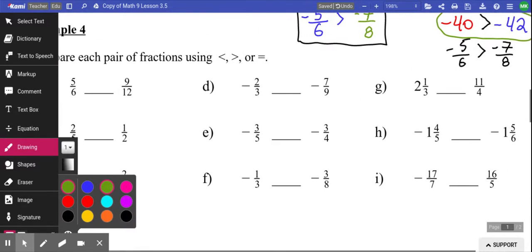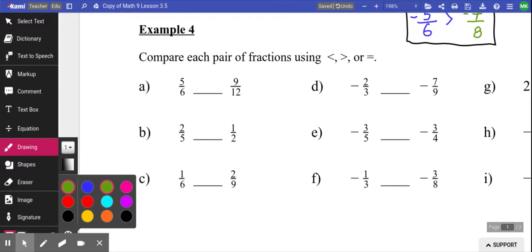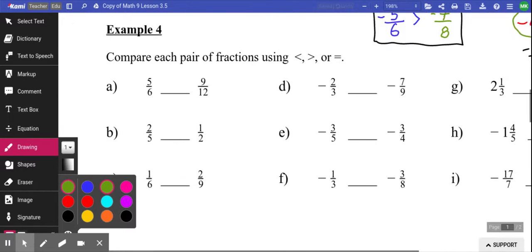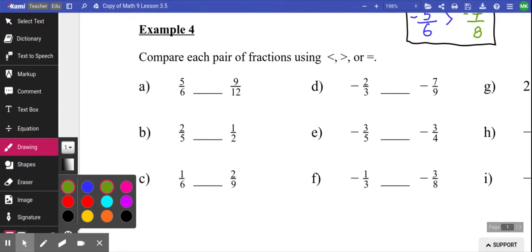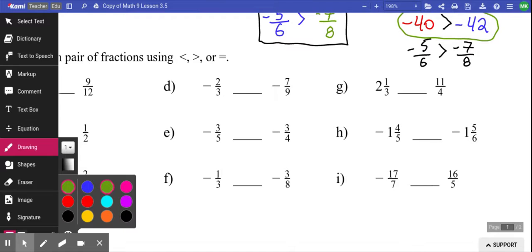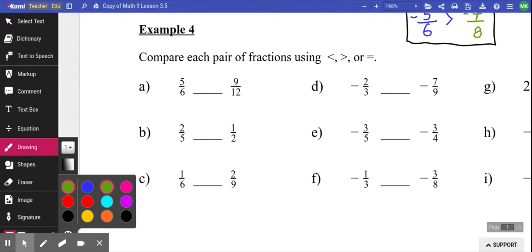All right. Some questions. I'll do the first. I'll do A, D, B, and E. Then I'm going to let you try C and F. And then we're going to talk about G, H, and I together. Okay, so let's start with A.